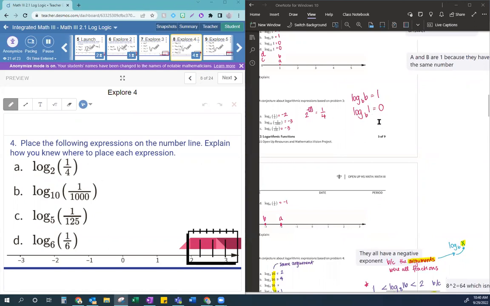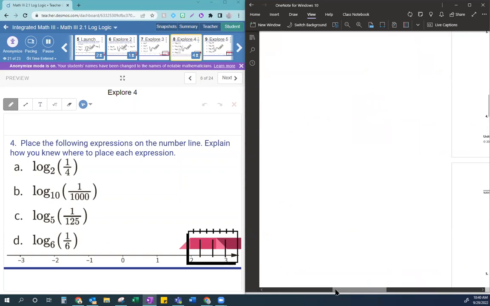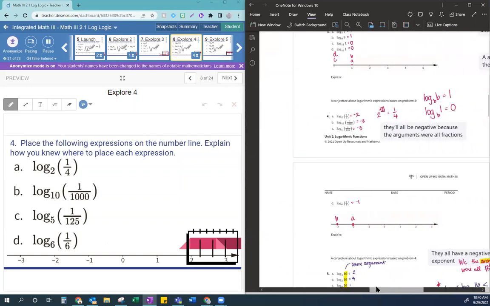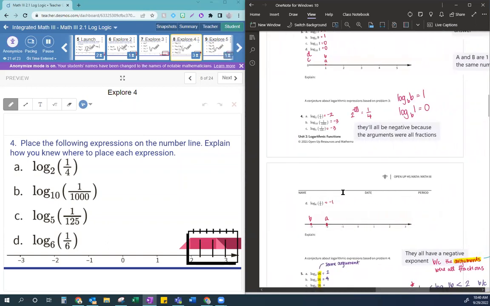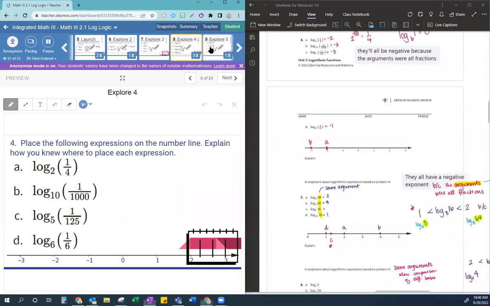So I'm going to put that right here. That's good. So here, these ones are fractions. They'll all be negative. And look, they all were negative. Let me scoochie this over. Oops, too much, Ms. Johnson. Yeah, these are all negative, right? Look at all these were negative because they were fractions. The arguments were fractions. Strong work there.